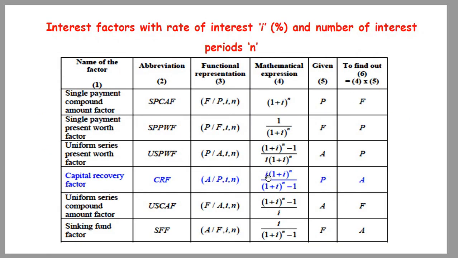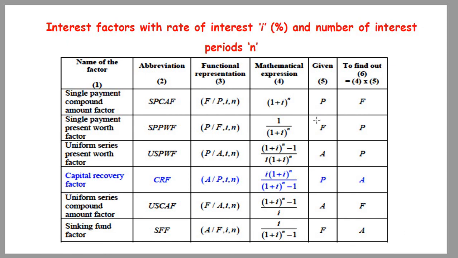So this is the chart. In this we have all the formulas to calculate and all the names of the factors, which are interest factors with the rate of interest I and the number of interest periods N. Using these tables we can calculate, and these are the abbreviations we use for the different terminologies. We can also consider this as the functional representation for each one, and these are the mathematical expressions we use.